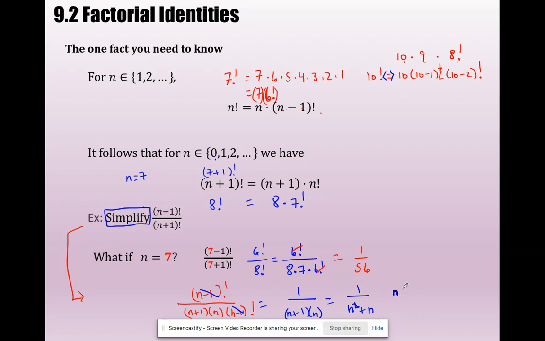What if n was equal to 7? 1 over 7 squared plus 7, but guess what 49 plus 7 is? OMG. Right?